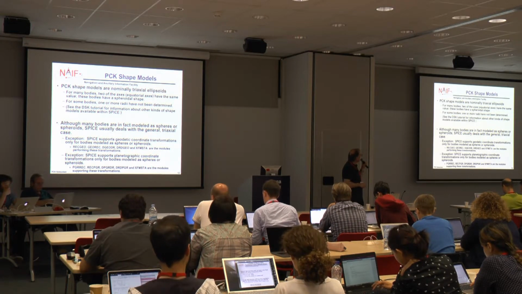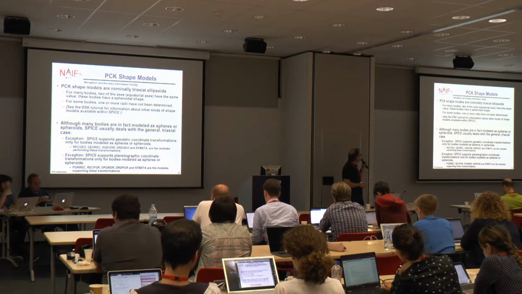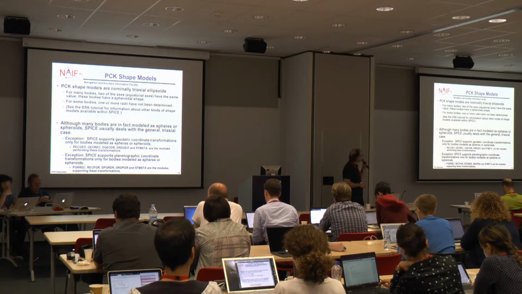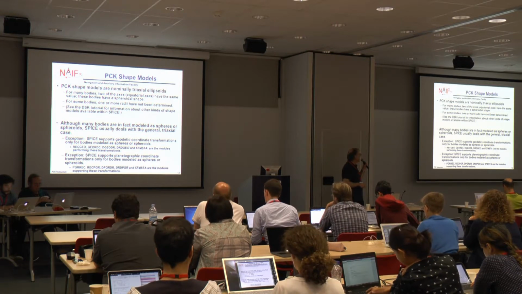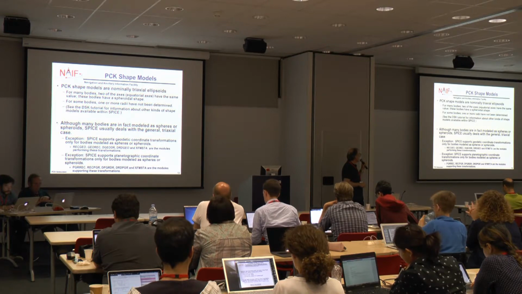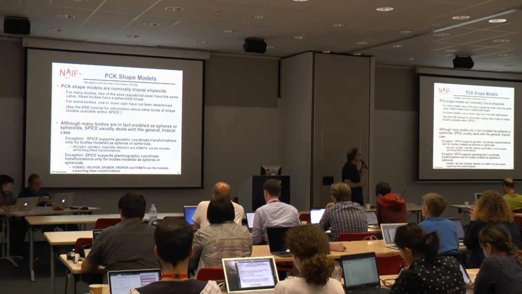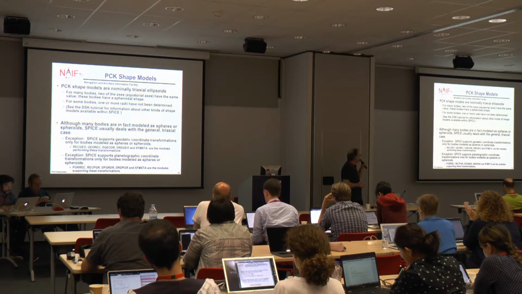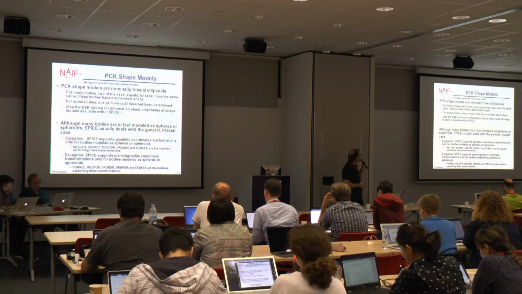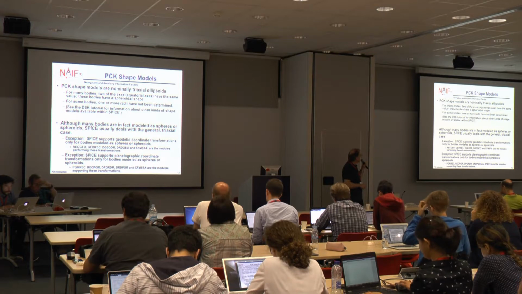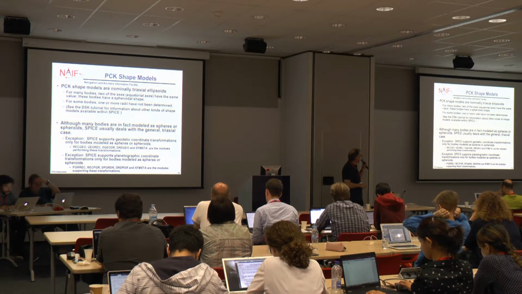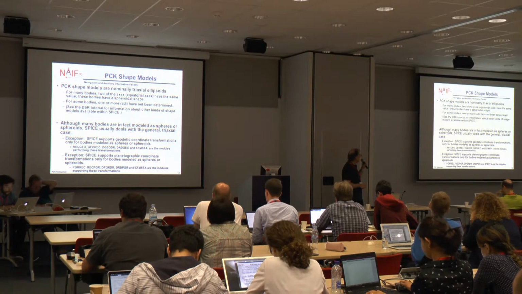Although many bodies are in fact modeled as spheres or spheroids, SPICE usually deals with the general triaxial case. Exception: SPICE supports geodetic coordinate transformations only for bodies modeled as spheres or spheroids. This is really not a SPICE restriction; it's simply that the geodetic coordinate system definition is based on the assumption that the reference surface is a spheroid, not a triaxial ellipsoid. RECGEO, GEOREC, DGEOGR, DRDGEO, and XFMSTA are the modules performing these transformations. You've seen XFMSTA multiple times. It deals with all of the coordinate systems supported by SPICE.